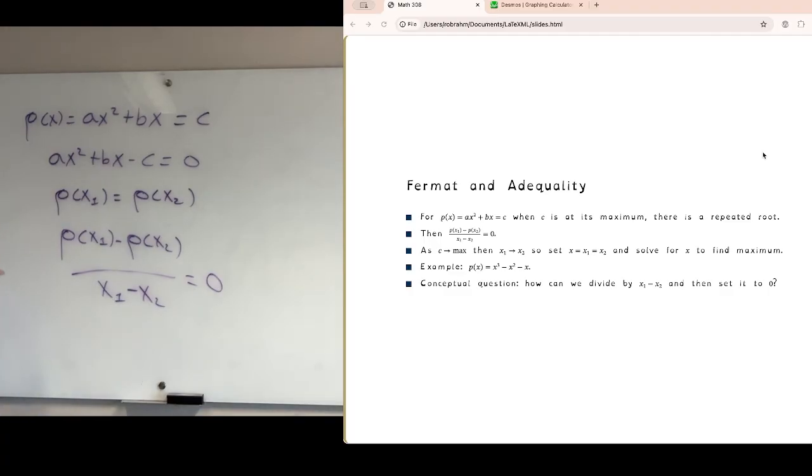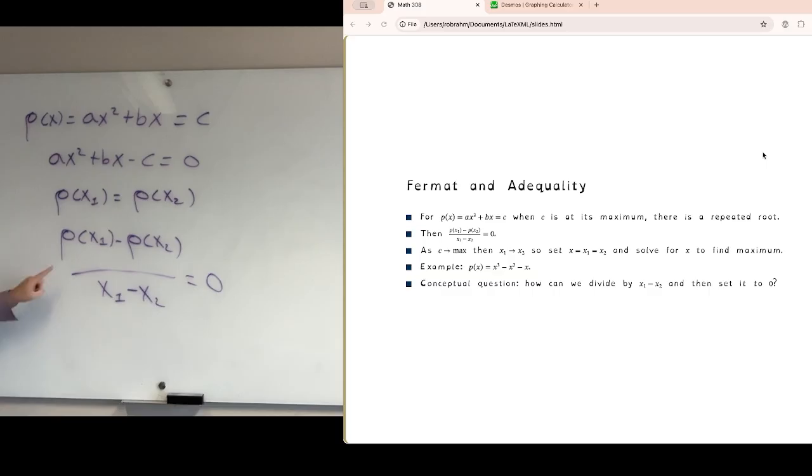Well, again, conceptually, if we think about what's happening here, we want to think about c going to its maximum value. As c goes to its maximum value, x1 and x2 are going to each other. So now what's going to happen here? This is a polynomial. We're dividing by x1 minus x2. We'll look at an example in just a moment. What's going to happen here is that the x1 and x2 are going to cancel with stuff that you have up here.